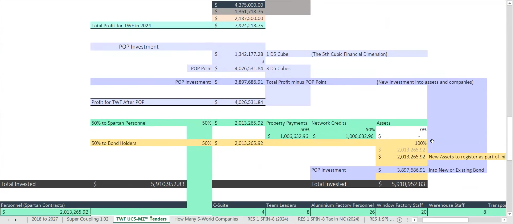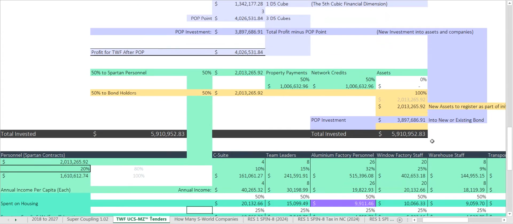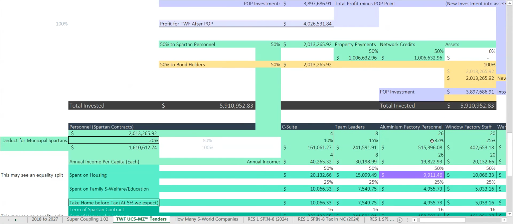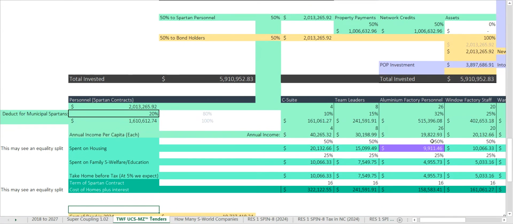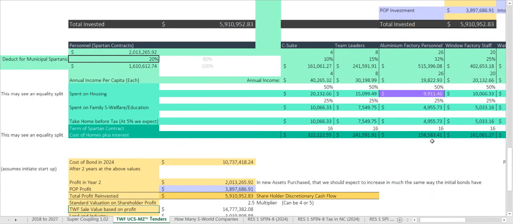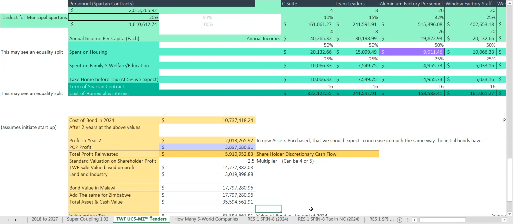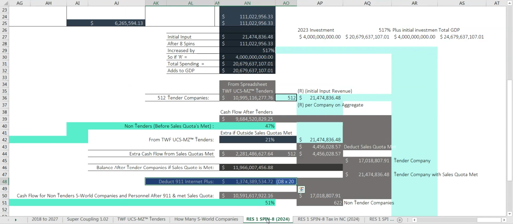And when we come to the staff, their money is split 50% on housing, 25% spent on family welfare and education for the farmers that no longer have work because of the combine harvesters. Okay, and that's this page done for now. We're going to quickly move to the magic now. Here we go, RES.